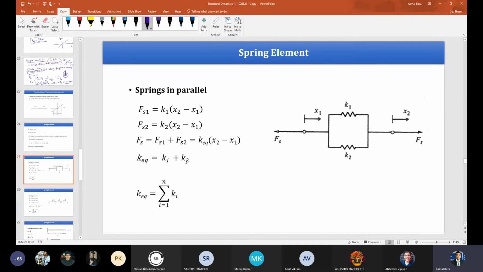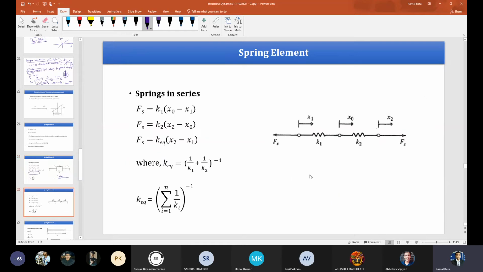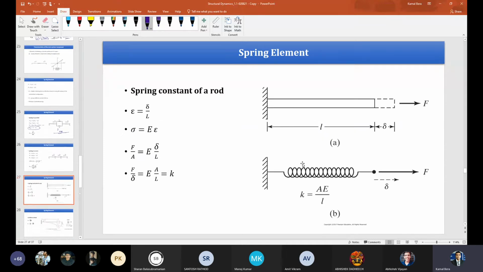If the springs are in parallel, the forces are different in the two springs, that is Fs1 and Fs2. So I can find the total spring force, that is Fs1 plus Fs2. I want to replace this by an equivalent spring, so this is K equivalent, which can be written like this. I think you all know that. Similarly, when the springs are in series, the forces are the same in the two springs, and I can find the equivalent spring constant like this.